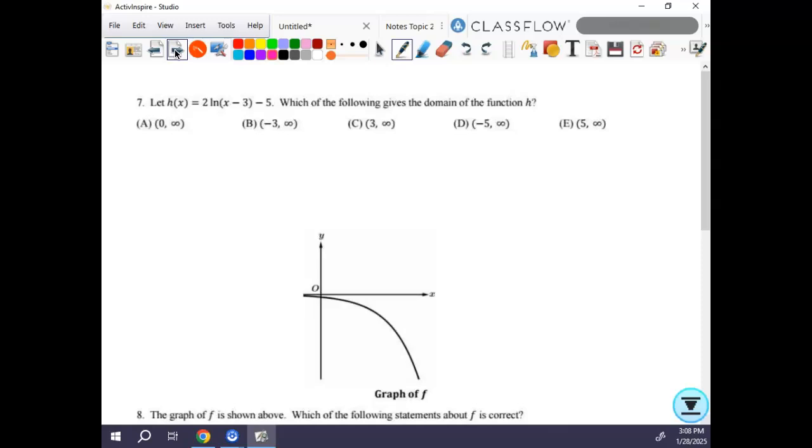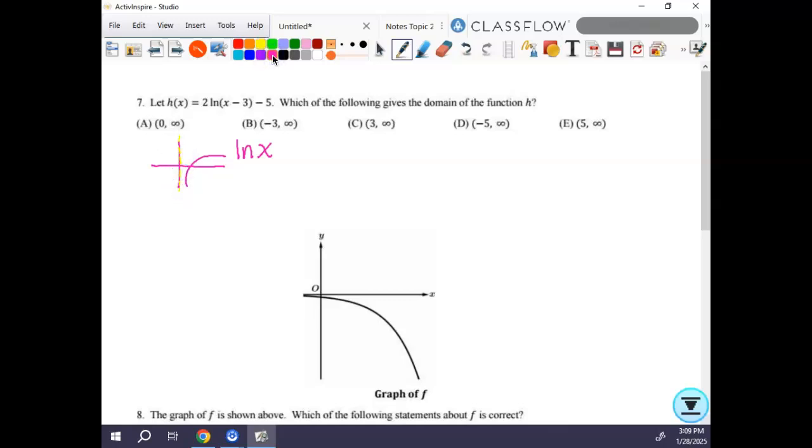All right, which of the following is the domain of function h? Okie dokie. So here is what we're going to start off with. We're going to start off with just natural log of x, okay? Like I have no transformations. It looks like that, okay? And I have an asymptote here.